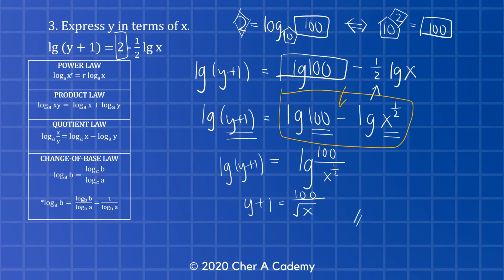Okay, and this, oh wait, we need to express y. So we need to bring over the 1. So y is equal to 100 over square root x minus 1. This is the final answer.